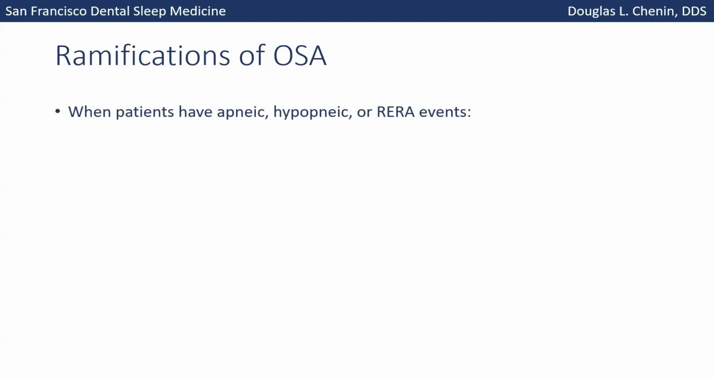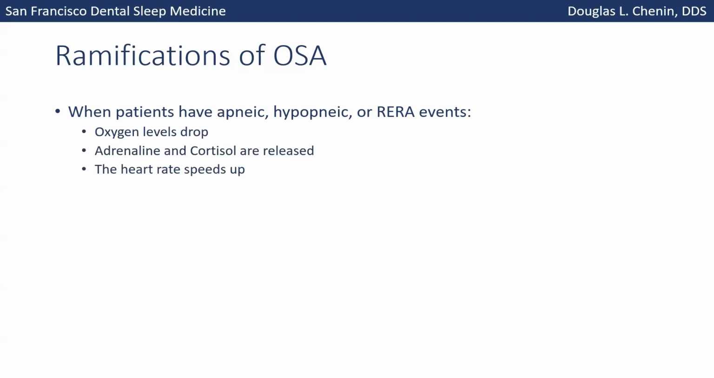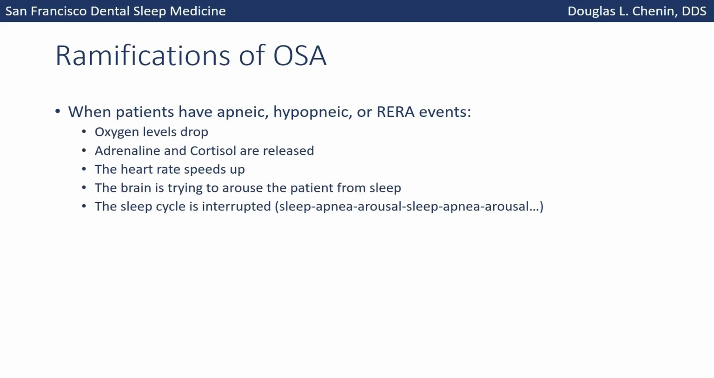So, ramifications of OSA. This is the pathway of what's happening. You're sleeping, you have this apnea event, you start snoring, the airflow diminishes, oxygen decreases, and adrenaline and cortisol are released as a mechanism for the brain to wake you up. Oxygen drops, that's danger. The brain immediately reacts and releases adrenaline, cortisol. Heart rate speeds up. The brain's trying to arouse you. The sleep cycle gets interrupted, and you go through this sleep apnea, arousal, sleep apnea, arousal. It's the brain literally trying to save your life. Short term, it works. Long term, though, a lot of problems.